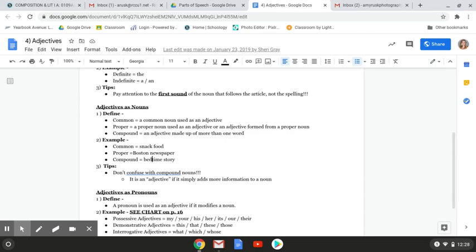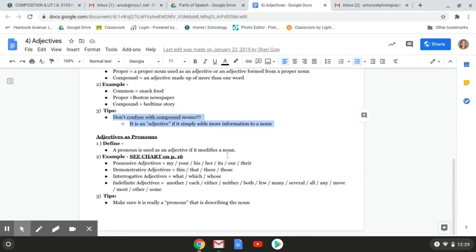Bedtime story. We know that bed and time are two standalone nouns. Together, they make a compound noun. In this case, though, they're describing our noun story. So bedtime is functioning as a compound adjective. Okay? Tips for this. Don't confuse with compound nouns. These are an adjective if they're simply adding more information to the noun, if they're describing the noun.